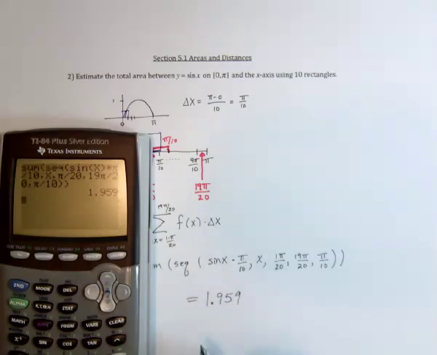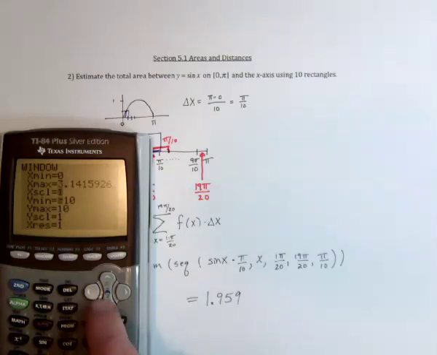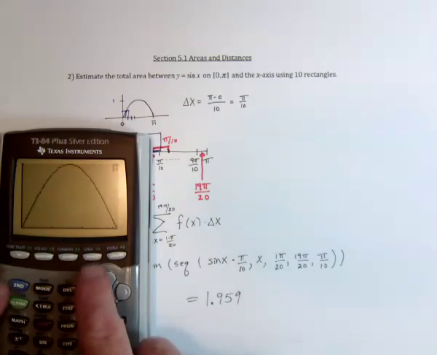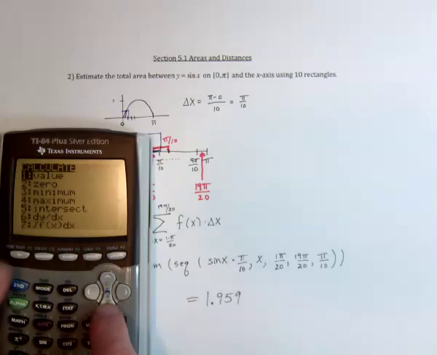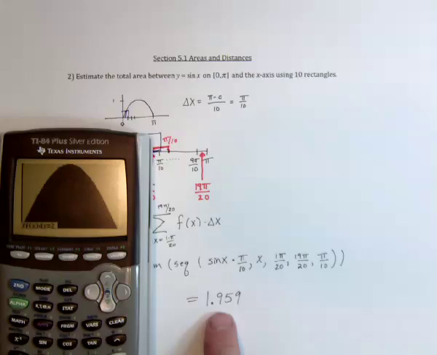1.959. And then let's see how accurate that is if we go and take a look at the graph of sine of x from 0 to pi. And then go to second calculate. Number 7 finds the area, starting at 0 and going to pi. So the actual answer is 2. And we got 1.959 as our estimate.